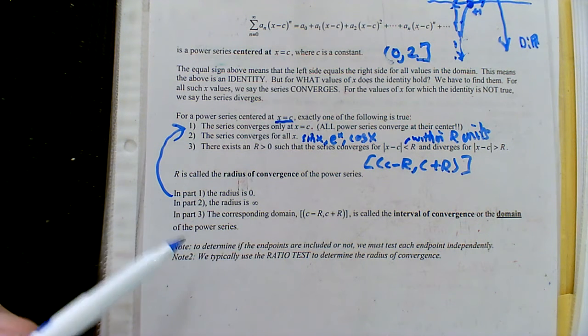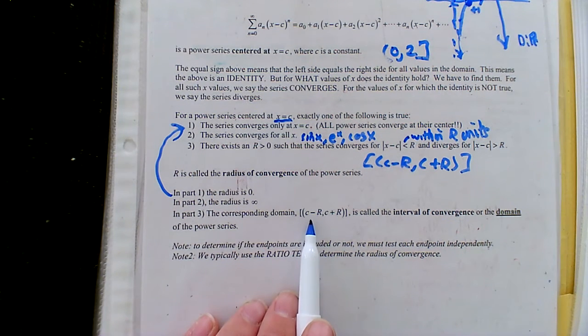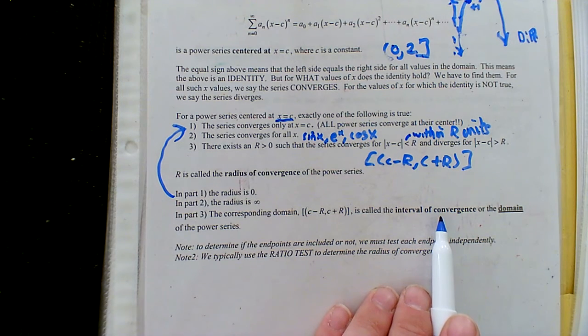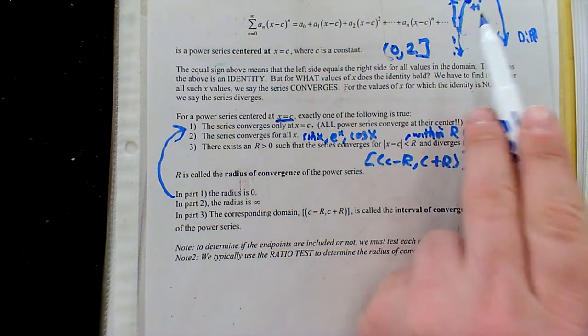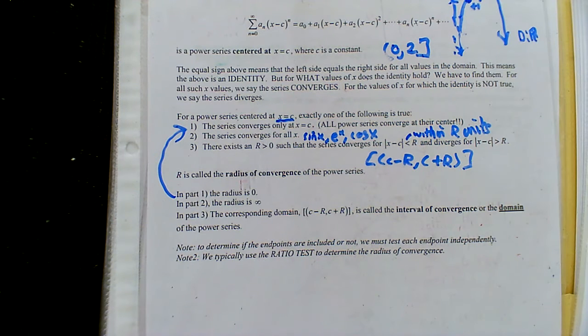In part 3, this refers up to that example that I showed at the beginning. We have some interval c minus r and c plus r. This is the interval of convergence, or the domain of the power series. So in that example I showed up there, within that interval we could be exactly the same. But outside of that interval, we're not the same. Note, to determine if the endpoints are included or not, we must test each endpoint independently.